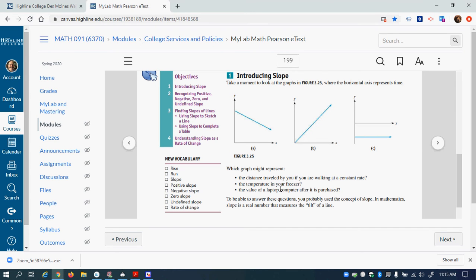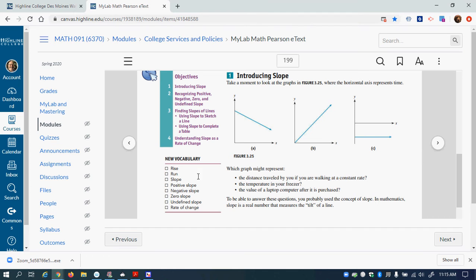The temperature in your freezer doesn't change. It stays the same temperature all the time. Or the distance traveled by you if you are walking at a constant rate. Well, as you're walking for more and more distance, it's increasing because you're walking further and further away from a certain point. So here it is. This one is increasing, and this one is the temperature in your refrigerator, your freezer. So those are some life examples.